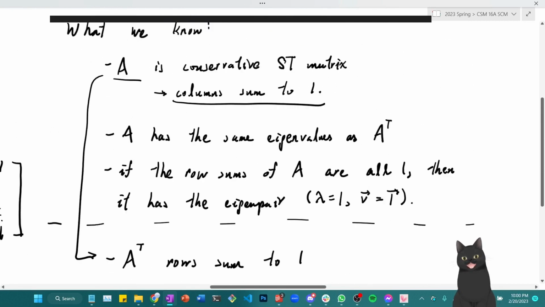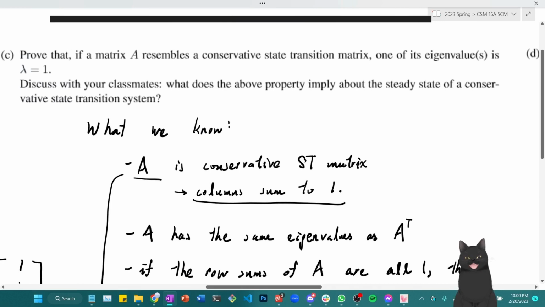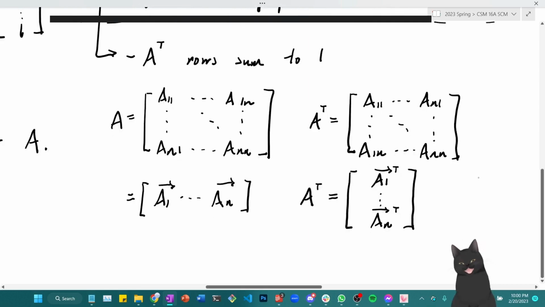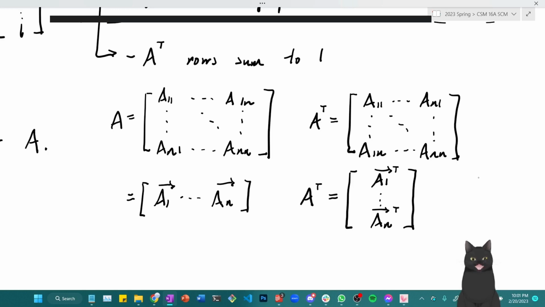So you see that each column in A, according to its property of being a conservative state transition matrix, should sum to 1. So we know that all of the column vectors here from A1 to AN have their components sum to 1. Now we see that A1 transpose is the first row of A transpose, and in general the vector AI transpose is the ith row of A transpose, which means that each row sum in A transpose is equal to the column sums in A.